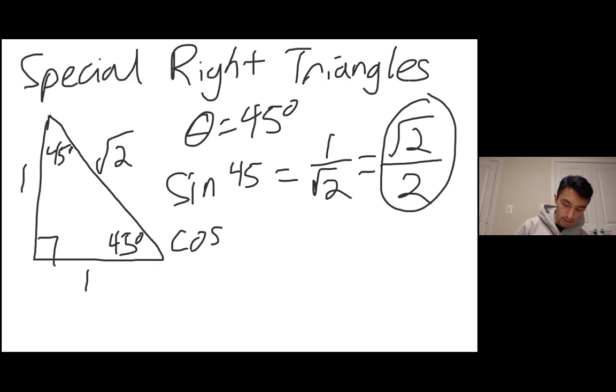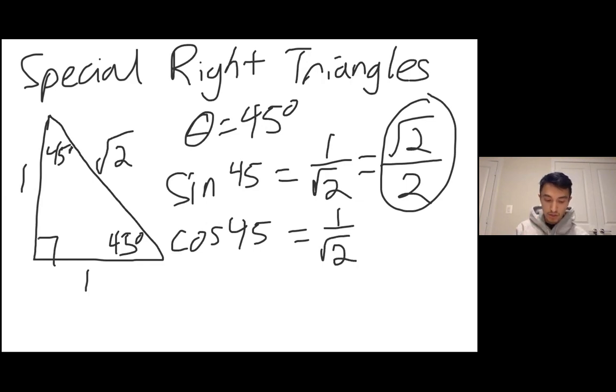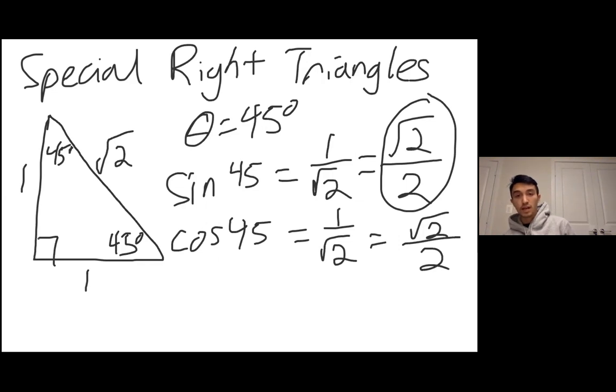Now let's do the cosine. The cosine is nice because it's actually the same exact thing, because both legs are 1, so this is also 1 over square root of 2. The adjacent side, doesn't matter which, is always going to be 1. And we know that's just square root of 2 over 2. Again, you can enter square root of 2 divided by 2 on a calculator, and it's going to be the same decimal.